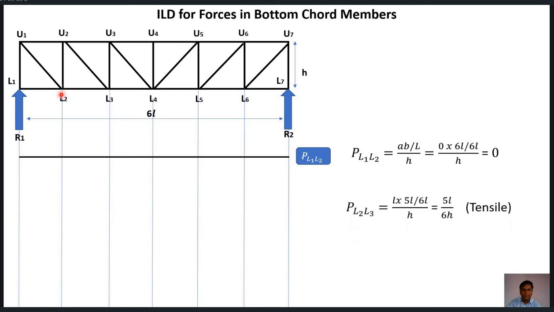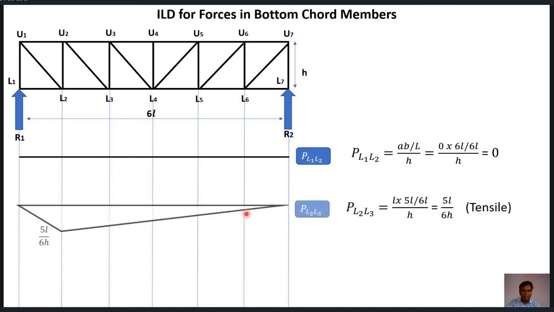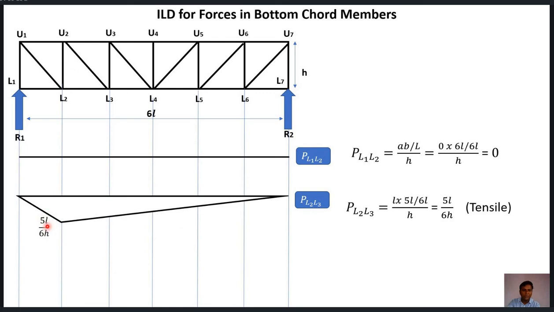Now to find its magnitude, again we have to consider this particular joint U2, which is opposite to this L2L3. Here from this joint you can see this distance is A in this case. So A is nothing but the length of one panel, that is small l, and B in this case is the length of these 5 remaining panels, so that is 5L. So in the formula, A is equal to L and B is equal to 5L. You will be getting the ordinate of this influence line diagram, which is the maximum ordinate, and that is equal to 5L upon 6H.